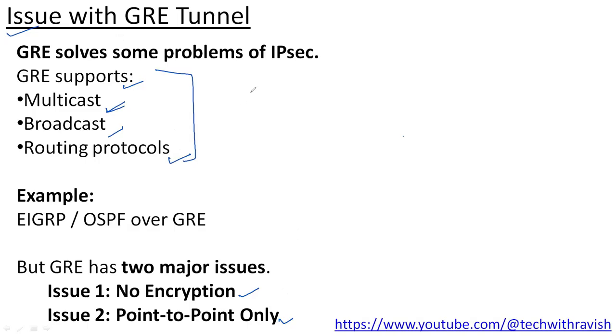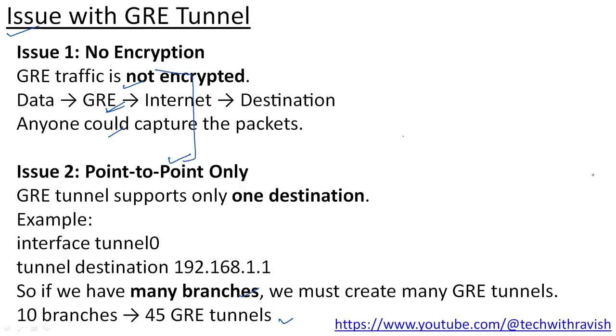That means we also have to create the tunnels here for every single branch office. So n into n minus 1 upon 2 tunnels will be there. The same concept applies to the GRE tunnel also. The basic GRE tunnel is also a site-to-site VPN, but with no encryption for the basic GRE tunnel. We have to provide the encryption. It is point to point only, which means one tunnel only supports one destination. We cannot dynamically create the tunnels.